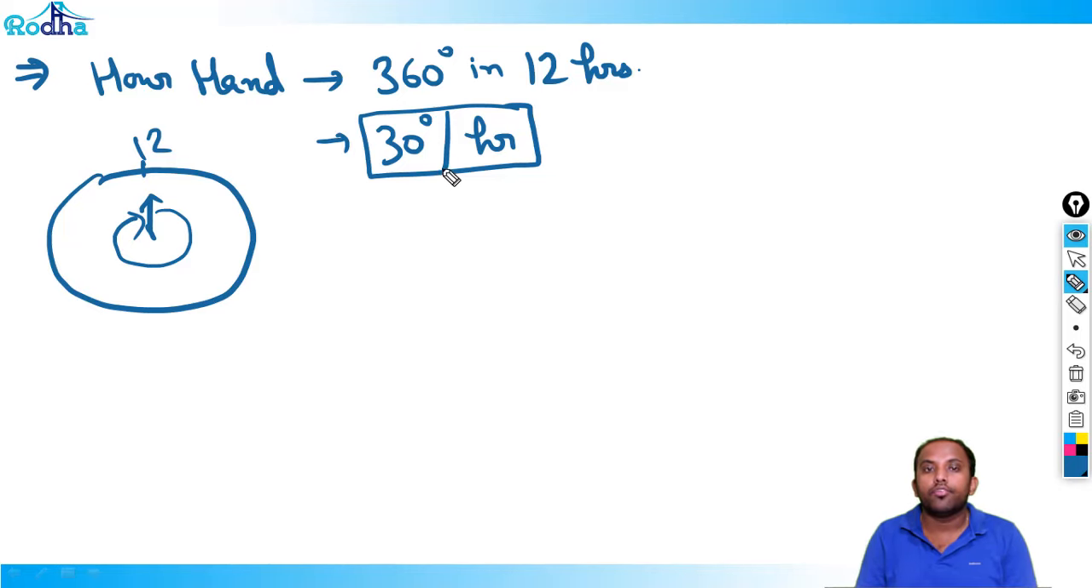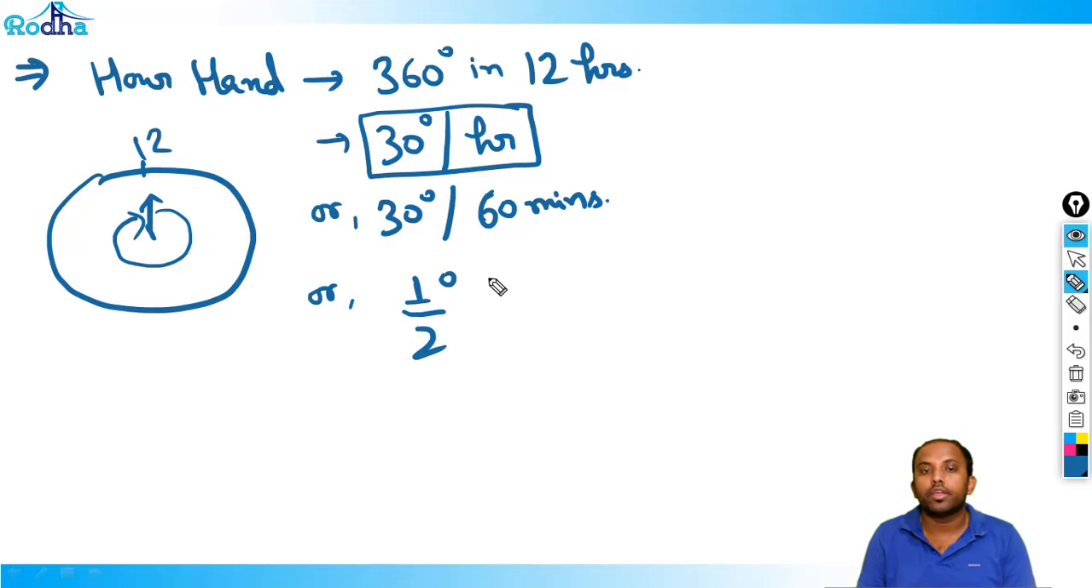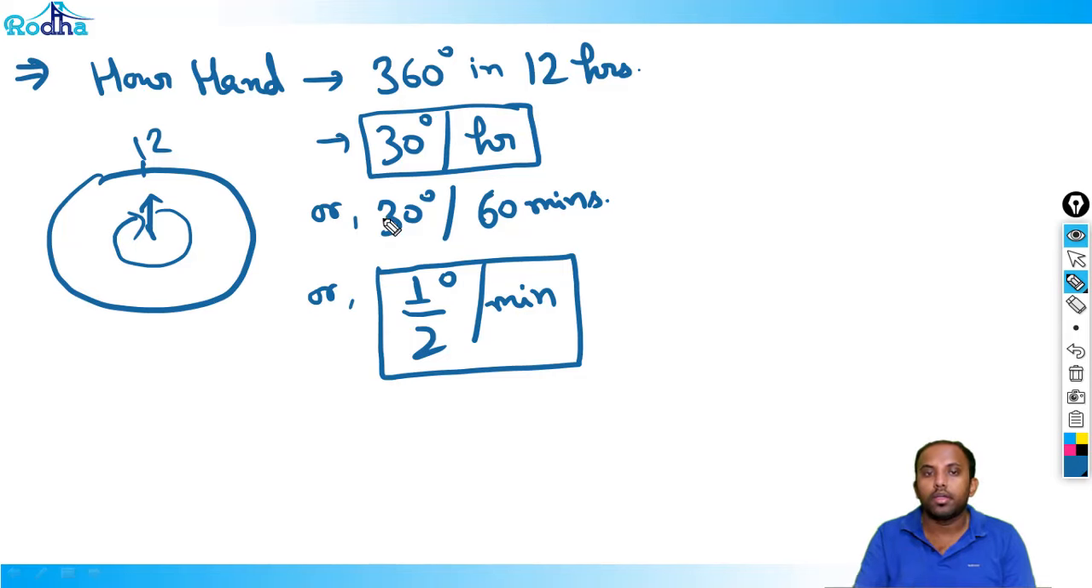Then if I say it in minutes, 30 degrees is per 60 minutes. So in every 60 minutes it moves 30 degrees, which means half a degree per minute. This is the speed of the hour hand: half a degree per minute, or 30 degrees per hour.